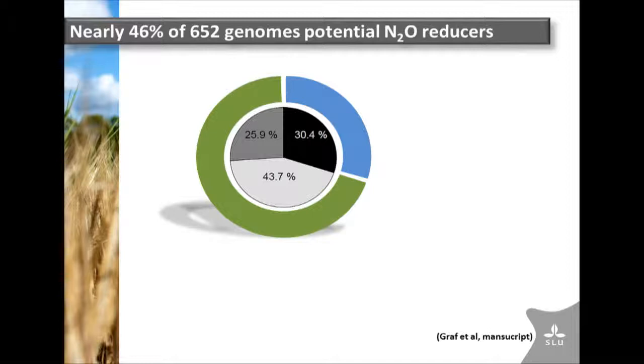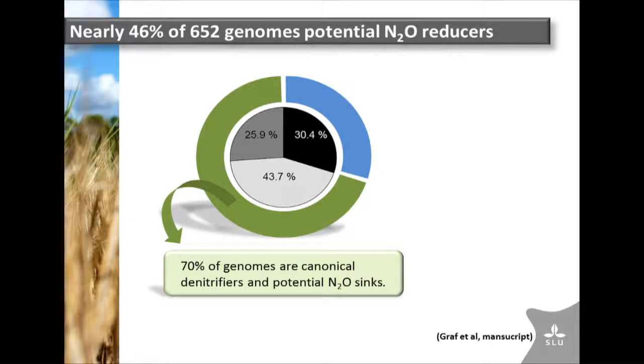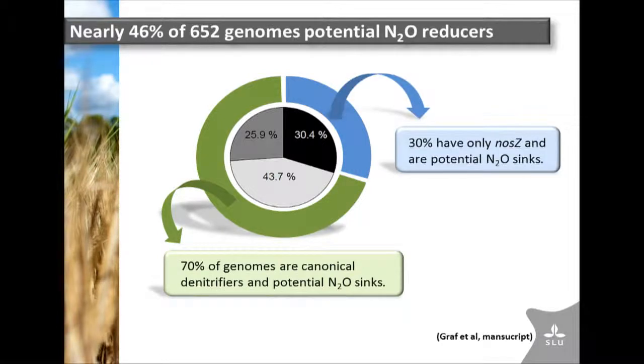We can see that the majority of them, about 70%, that's the green here, these are genomes that we would call canonical denitrifiers, and with this I mean that they have the full denitrification pathway, so they have all the genes and then nitrous oxide reductase at the end. But interestingly, we see that among these genomes, 30% actually only have nosZ. So that's a very large fraction of the genomes that are actually potential N2O sinks.